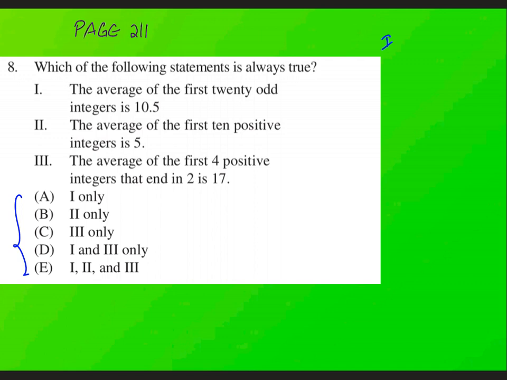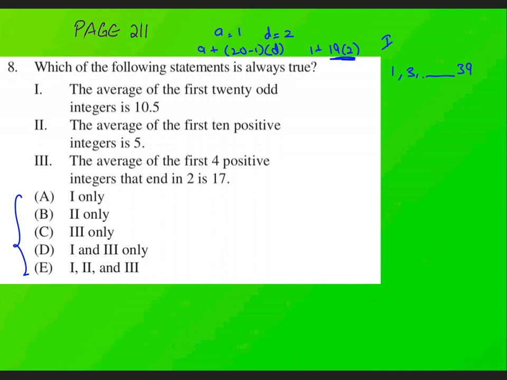So if I take the first odd integer to be 1, then we have 3, and the last one, the 20th one, would be 39. Why 39? You can use the formula for AP because odd numbers follow an arithmetic progression. The first term is 1. Common difference is 2. We find the 20th number by a plus (20 minus 1)d. So that's basically 1 plus 19 times 2. That's 38. 38 plus 1, 39.